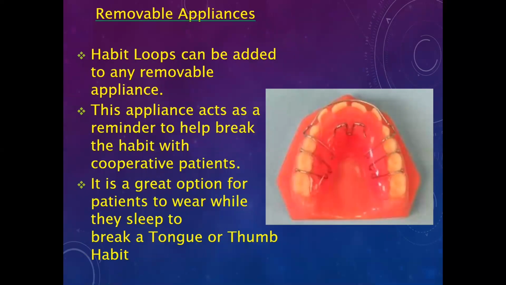Then you can have removable appliances as well. This is a classical removable appliance that the child can remove, and you could have a crib-like structure over there, so that when the child places the thumb, this anterior crib acts as a reminder. The outcome of the removable appliance is completely dependent upon the wear of the appliance. The patient or the child should be wearing the appliance in order to produce the result.